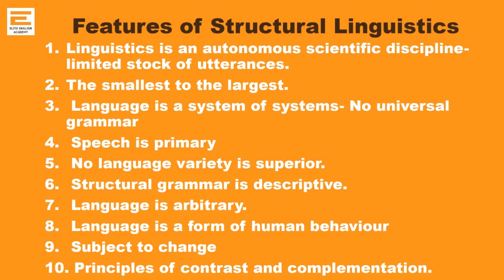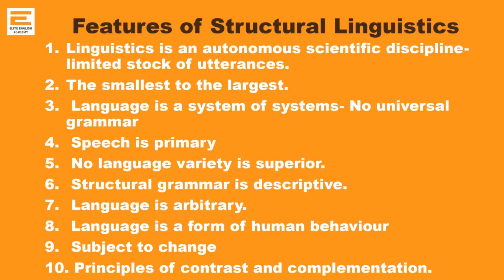Third, language is a system of systems. It is a totality made up of units which are interrelated at various levels. So the language units, the sounds, words, grammar, everything has an interrelated relationship. Every language has its own unique structure and hence should be studied in terms of its own internal structure, and there is no universal grammar.